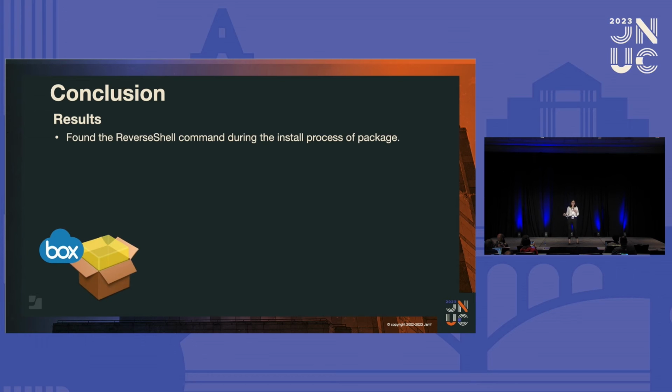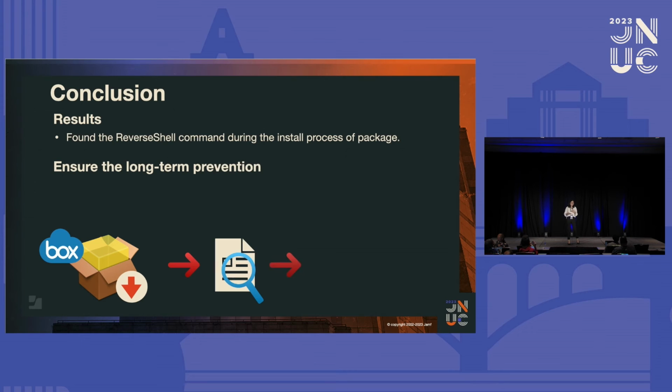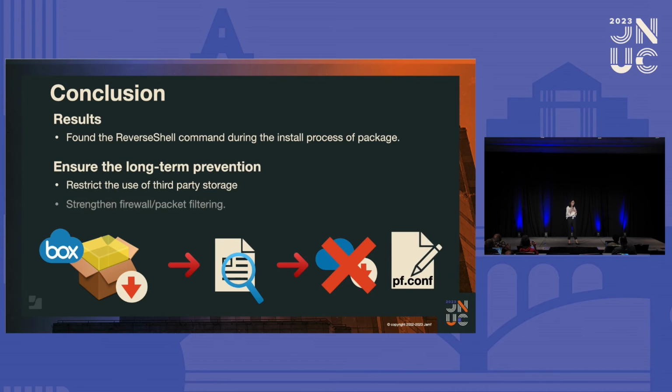So from this result, we were able to find the reverse shell command at 2:25 p.m. during the installer process of the package. Since the package came from a box.com download, we can now open up box.com and investigate the downloaded file. Also, to make sure that the same incident does not happen again, we can now report and restrict the use of third-party storage options such as box.com, or even strengthen the firewall or packet filtering depending on how strict your company rules are.